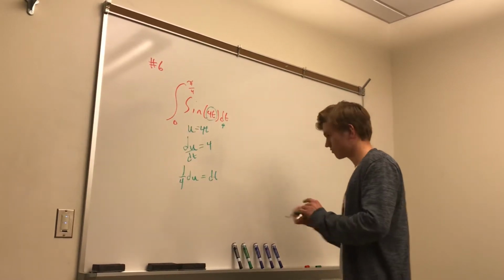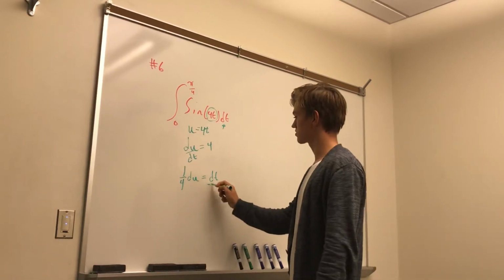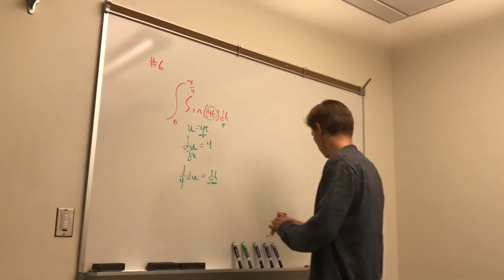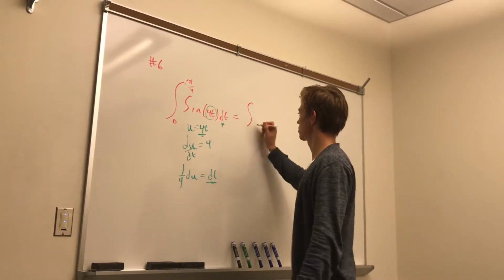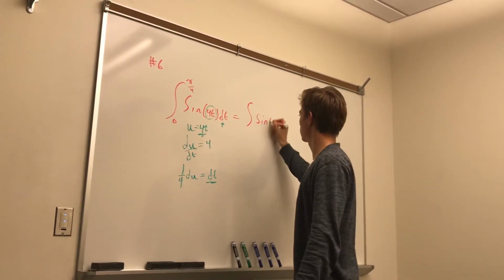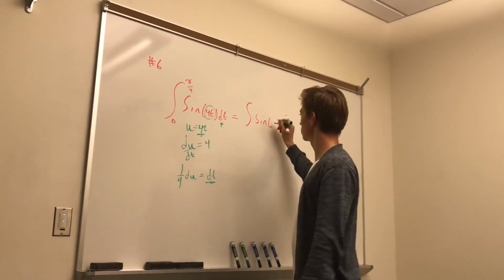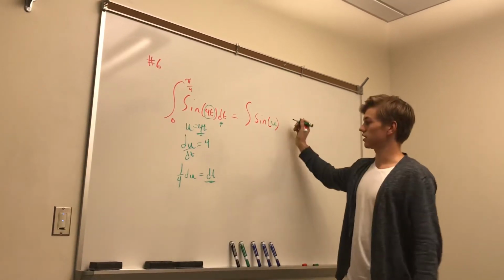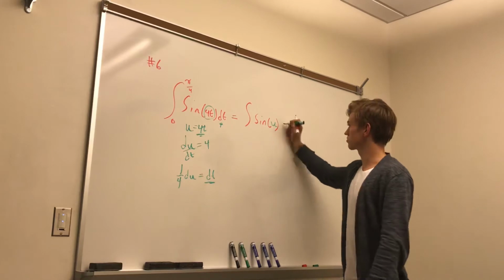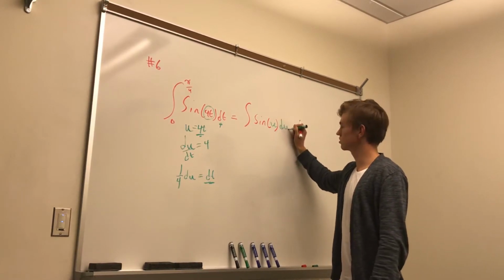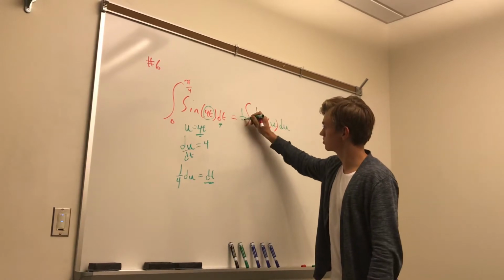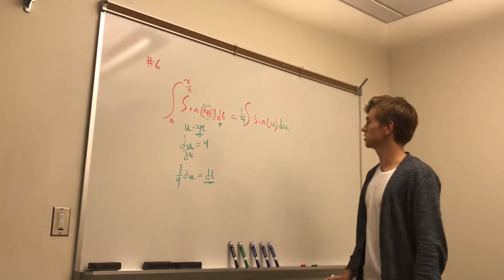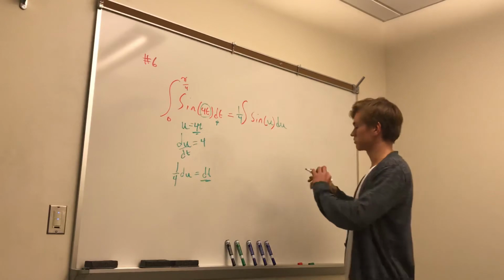So now that we have an expression for dt and for 4t, we can substitute them into the new integral, which is the integral of sine of u, and then it'll be du now because it's with respect to u. I like to put the fraction, the constant, out front, just to keep it simple, so we don't have so much going on.